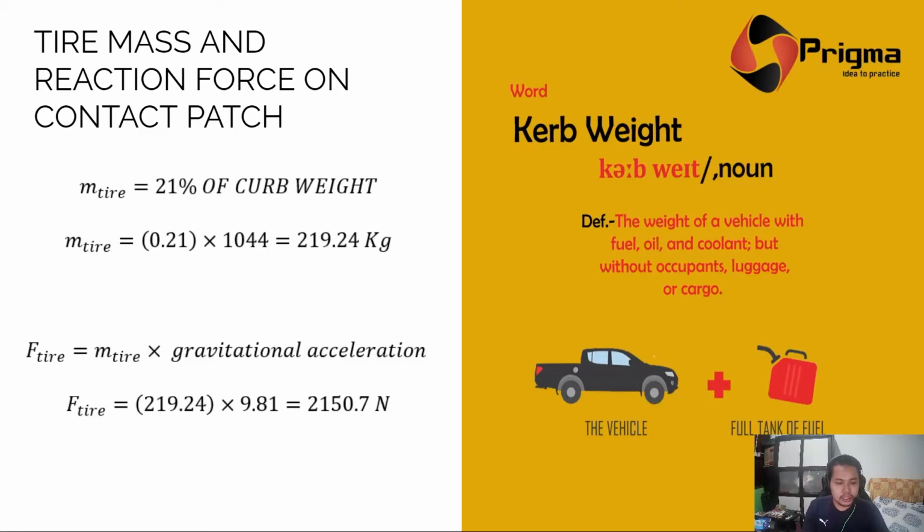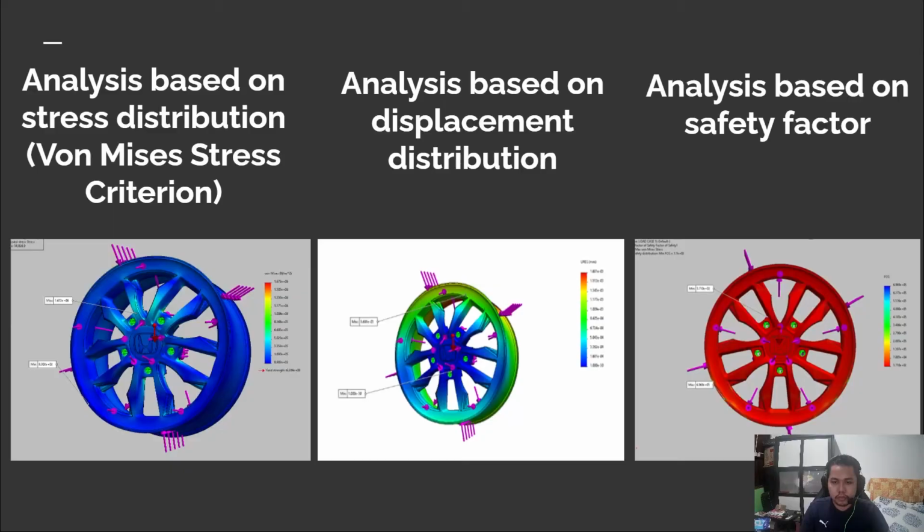Next, we multiply this by the gravitational acceleration to obtain the reaction force, which is 2150.7 Newton. This value will be the input for our FEA analysis.